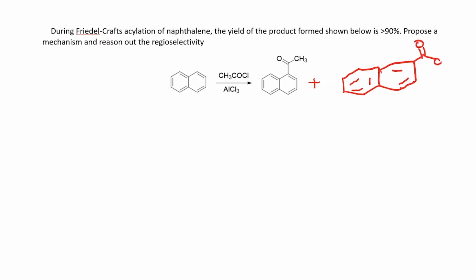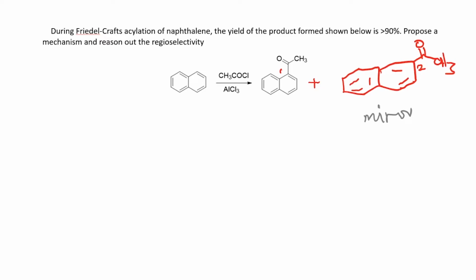C double bond O CH3. Okay, so this would be position number 1, and this is actually position number 2, right? So this compound is a minor product over here. Okay, so the question that is really asked here is, how do we explain this?